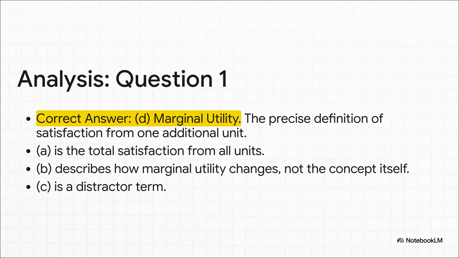This is a straightforward definition question, but for your exams, it's just as important to know why the other answers are wrong. So, A, total utility, that's the satisfaction from all the units, not the extra one. B, the law of diminishing marginal utility, that's the rule that describes how marginal utility changes, it's not the concept itself. And C, conditional utility, that's just a distractor term thrown in there to confuse you.